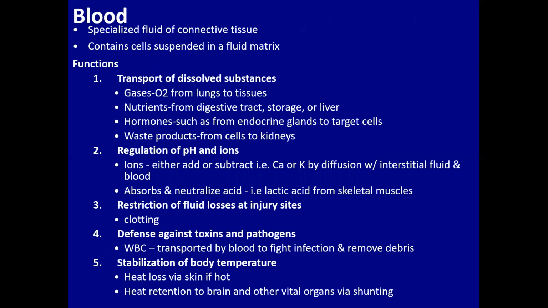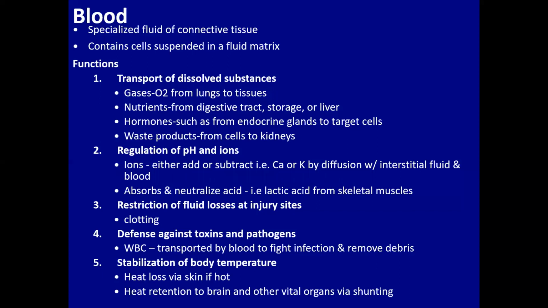You also know from A&P 1 that blood is a connective tissue. And remember what we talked about with connective tissues. You should never see it, right? So this is a specialized fluid connective tissue. There are cells that are found in this fluid matrix.